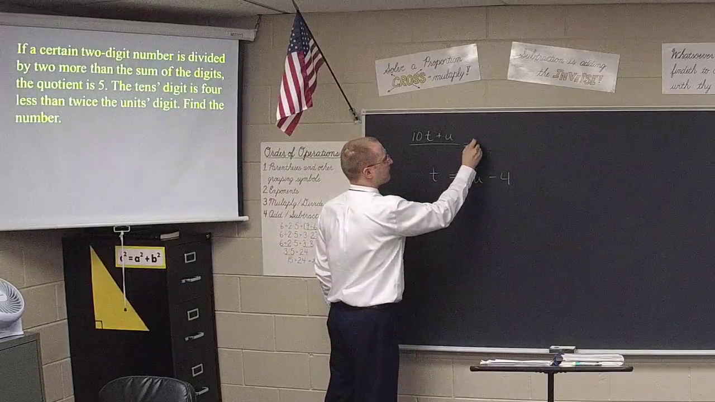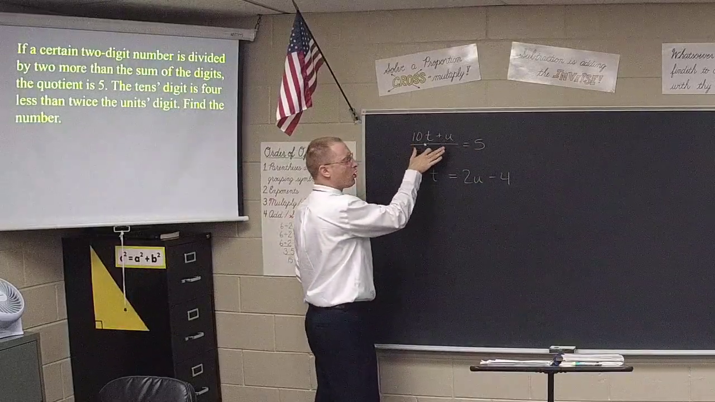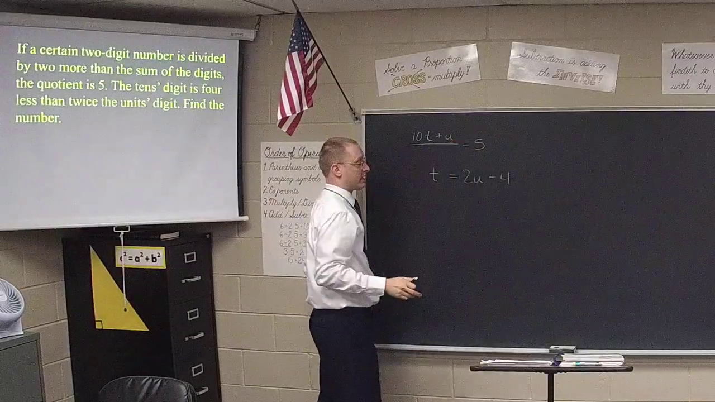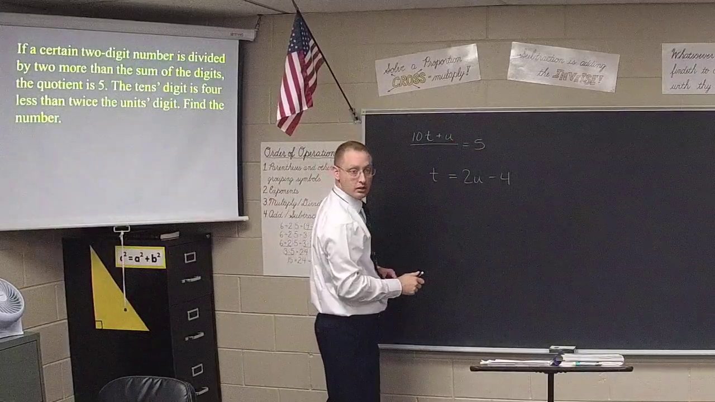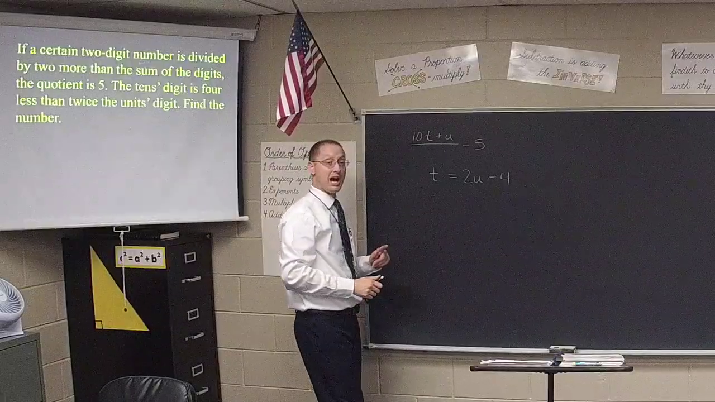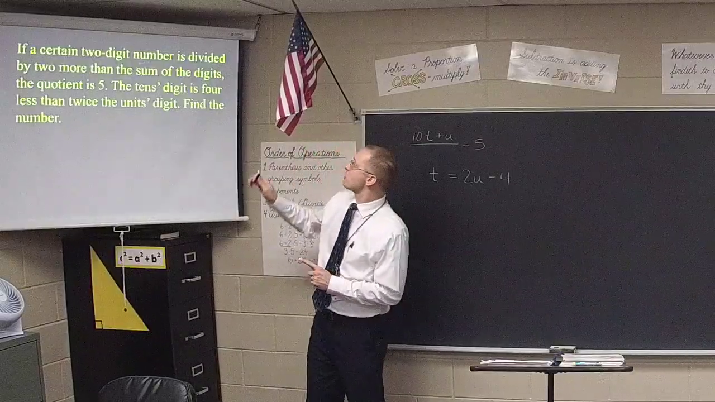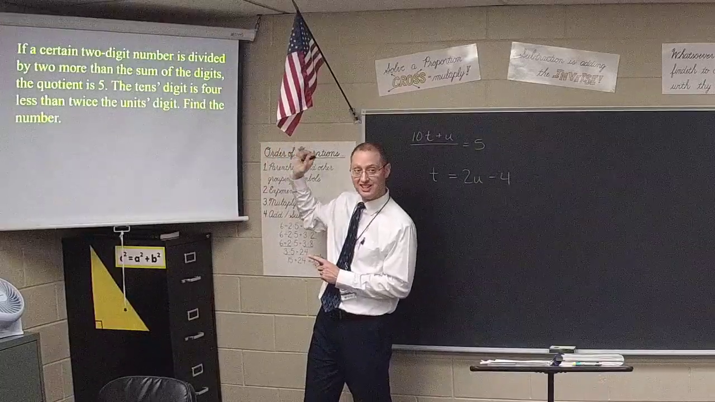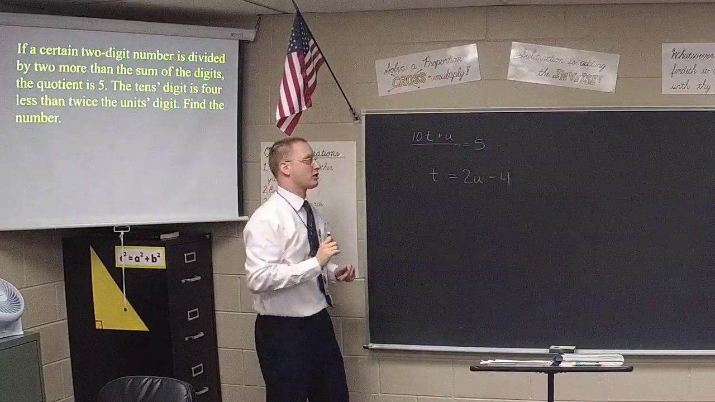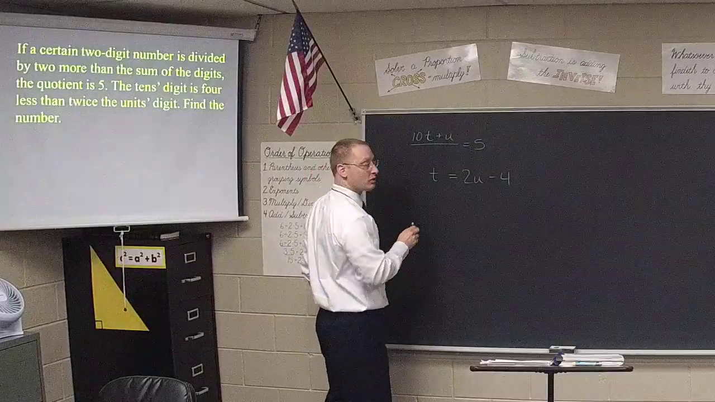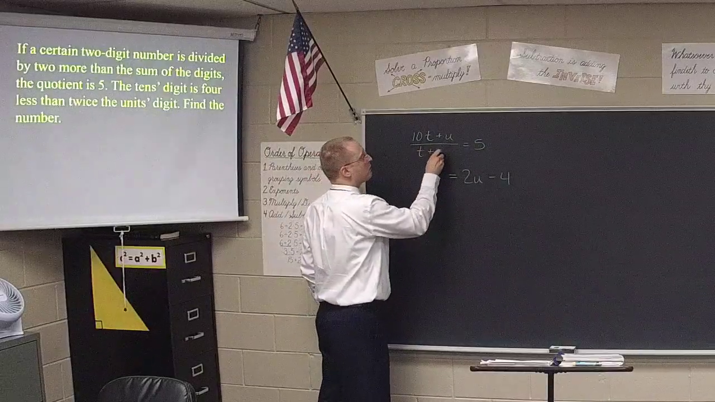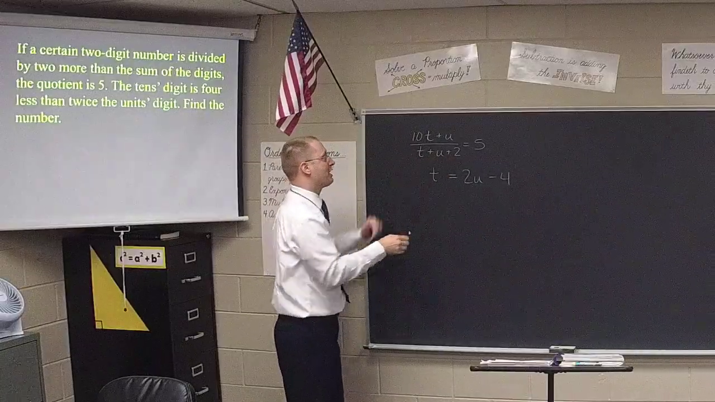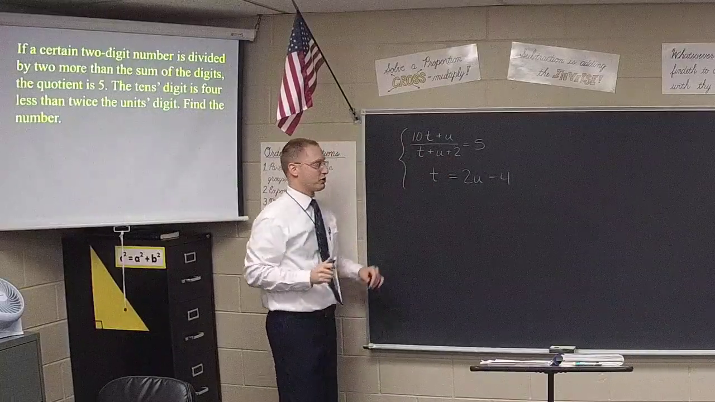I heard equals 5, so I heard 10t plus u over, and then I didn't quite catch what you said in the denominator, and I heard equals 5 at the end. 2 times t plus u? So if a certain two-digit number is divided by 2 times the sum of the digits? Really close, Maddie. I'll let you make your own correction. There we go. 2 more than the sum of the digits would be t plus u plus 2, and that would be our first equation.